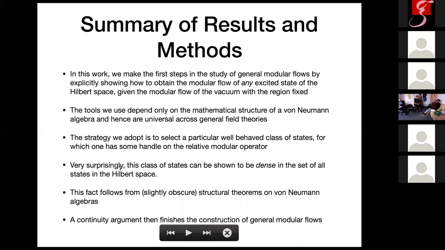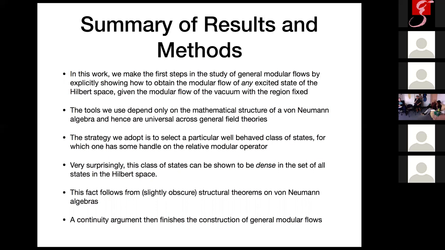So this was where I was. What we do is construct this operator called the relative modular operator between a well-behaved class of states, and it turns out, surprisingly, that this class of states is dense in the set of states in the Hilbert space. What do I mean by dense? Dense is a functional analytic term. It means that any state in the Hilbert space can be approximated arbitrarily well by states in this class. So any state can be written as the limit of a sequence of states from this class.